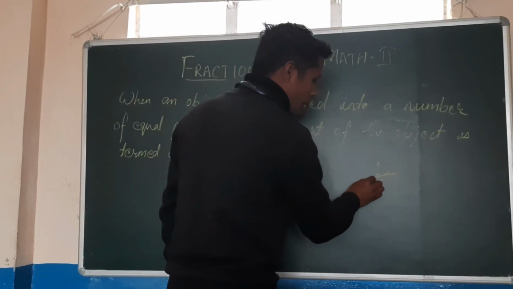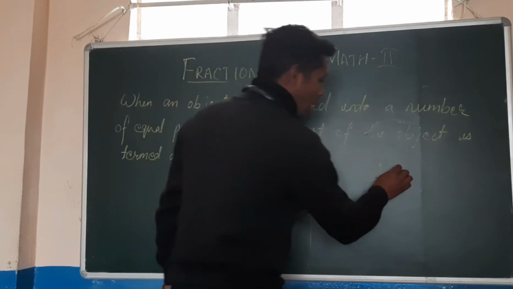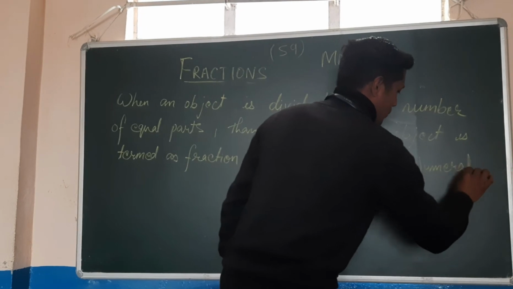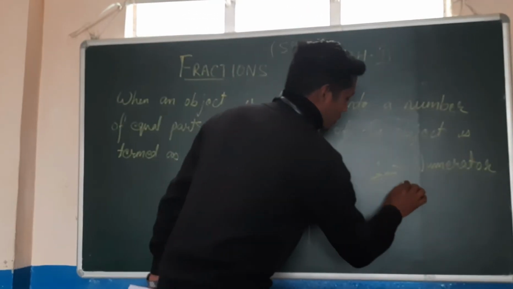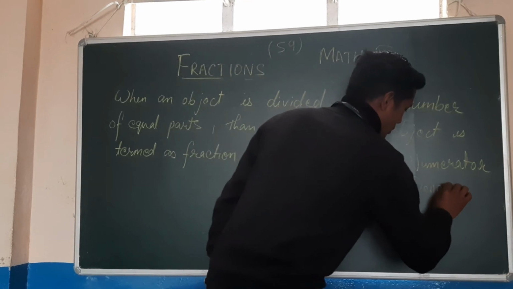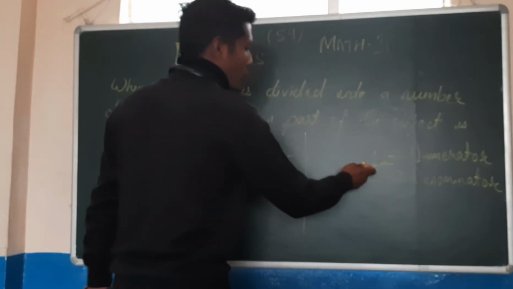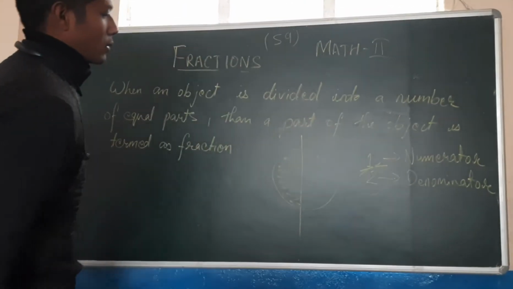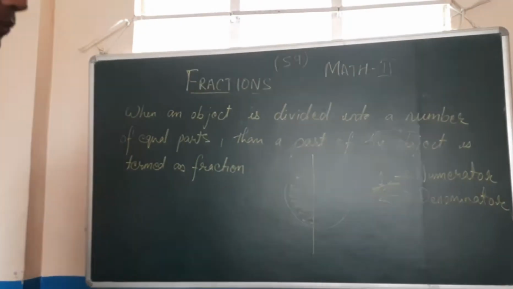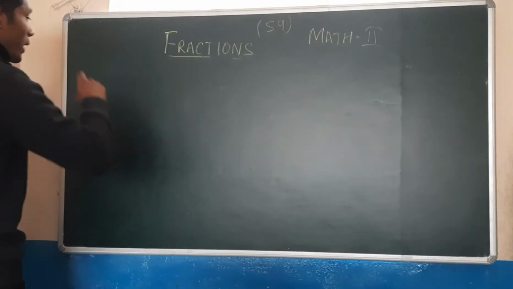Now there are two numbers in this fraction, the upper one and the lower one. The upper number is known as the numerator, while the lower one is known as the denominator. So the upper one is known as numerator and the lower one is known as denominator. Moving on to the next part of the fraction.